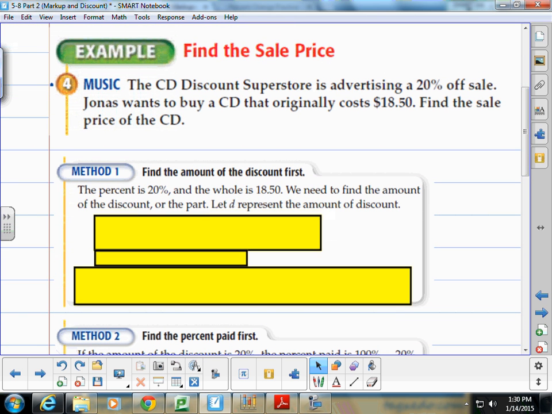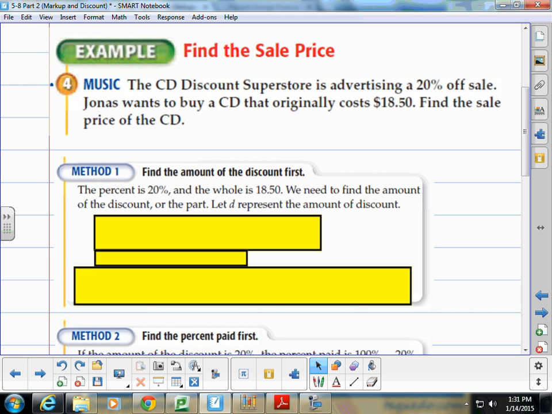So, music. The CD Discount Superstore is advertising a 20% off sale. Jonas, not the Jonas Brothers, Jonas wants to buy a CD that originally cost $18.50. Find the sale price of the CD. So what we're looking at, if I just infer from the word problem, is this is going to be 20% off of $18.50. Okay? So method 1 would be just find the discount first, just like we found the markup first. Find the discount, and then later we'll subtract.